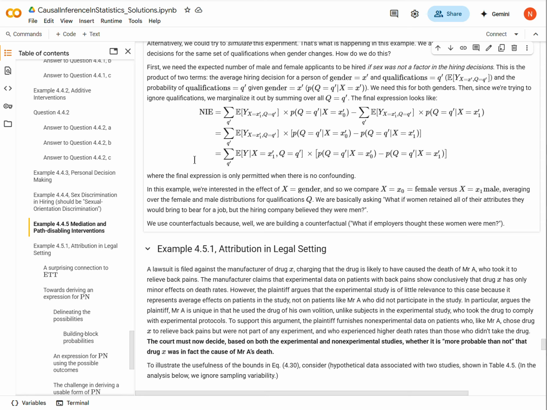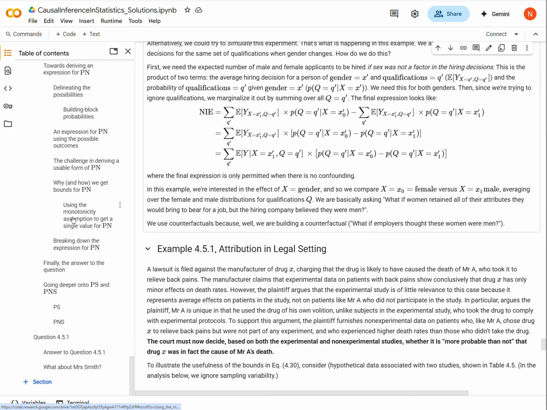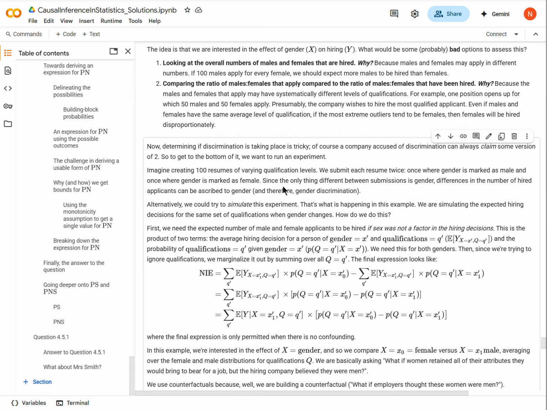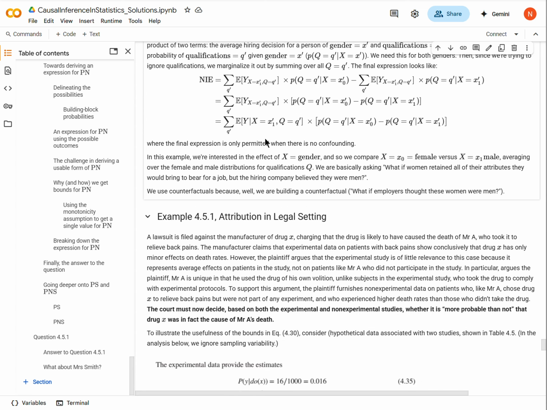Like I said, in a little while, after another example and question, we'll get a little bit more into depth into NIE, as well as some of the other counterfactual applications for mediation analysis.